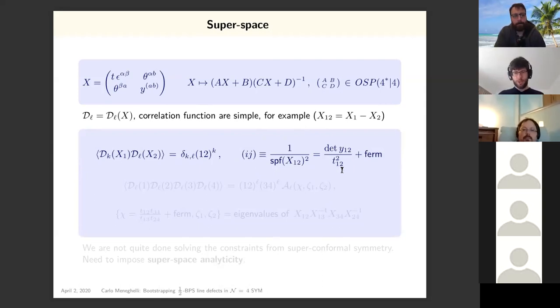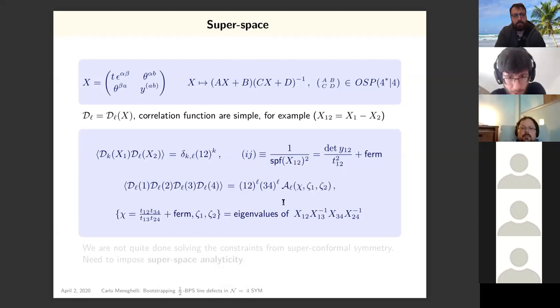But this superspace shows its power when you consider four-point functions. You can prove without too much work that four-point functions of these alpha-BPS operators have a conformal prefactor, and are functions of the eigenvalues chi, zeta 1, zeta 2 of this funny 4x4 matrix, X12 X13 inverse X34 X24 inverse. When the fermions are zero, chi is just the standard one-dimensional cross ratio, t12 t34 over t13 t24. And it's not that hard to convince yourself that this four-point function is superconformal, that is, OSP(4*|4) invariant.